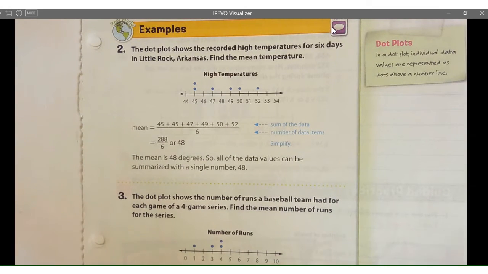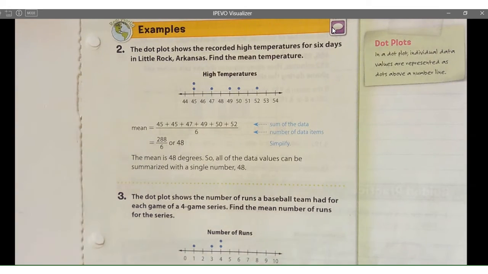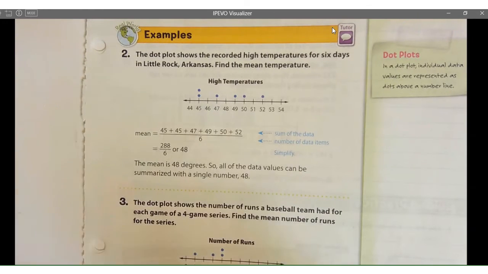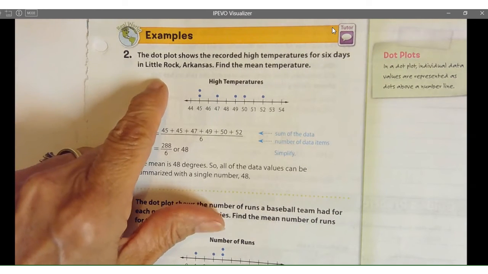Okay, students, we're going to look at a couple more examples, and then we'll go ahead and do a couple of our own, and then I will give you your homework. So here's example number 2.